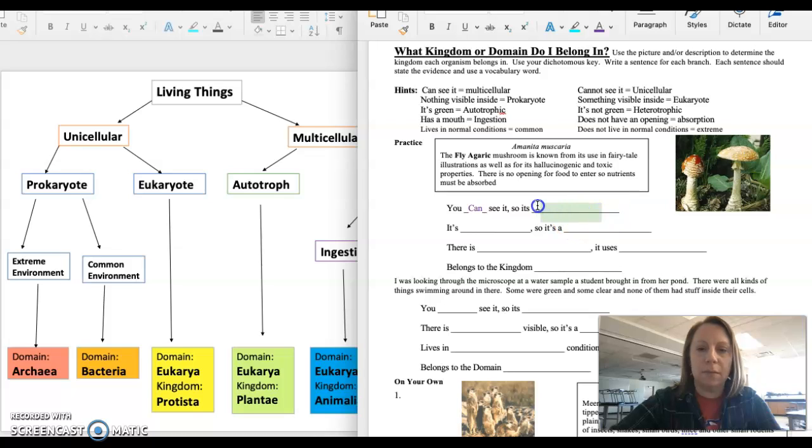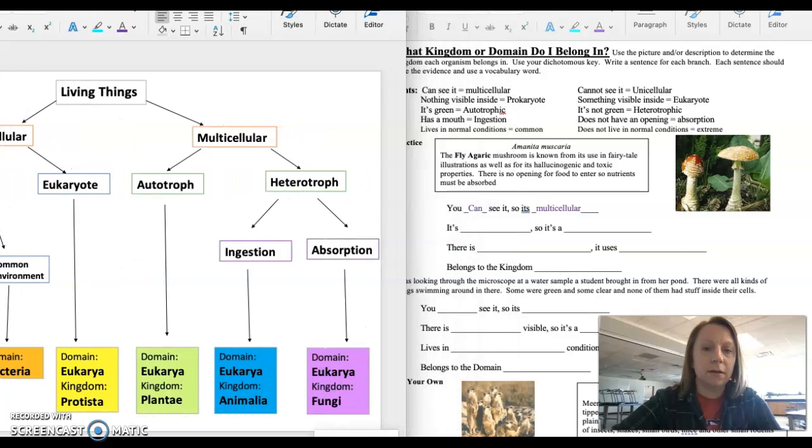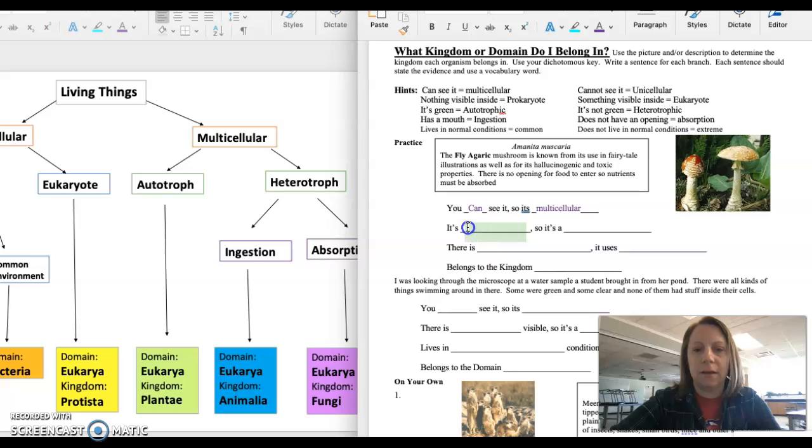So it is multicellular. That means I have gone to the right on my key. Then my next step is: is it an autotroph or a heterotroph? Well, if it's green, it's an autotroph, but these aren't green. So we're going to say it's not green, so it is a heterotroph.